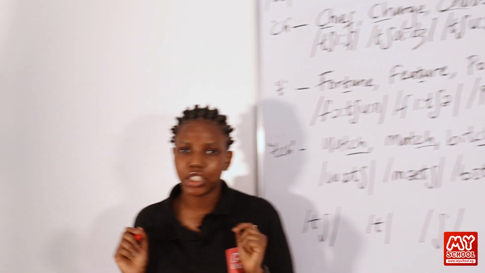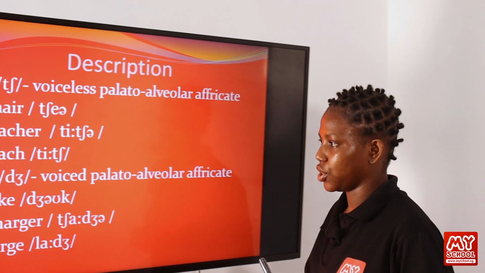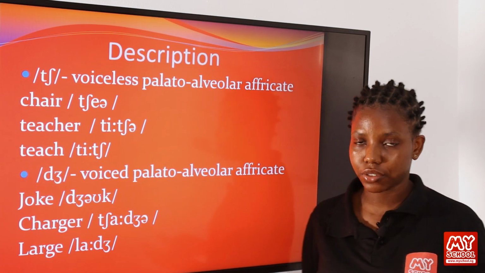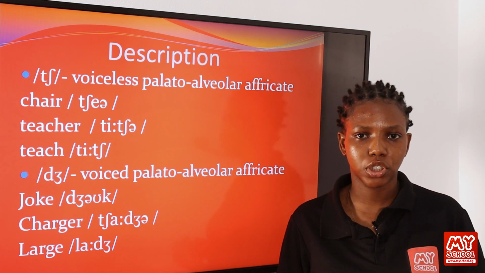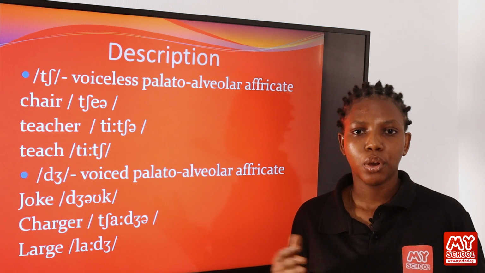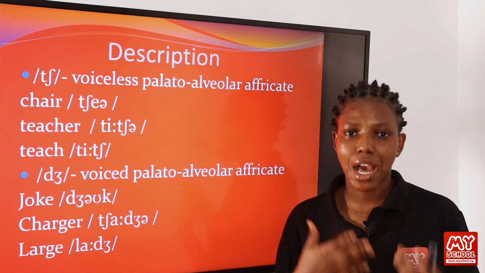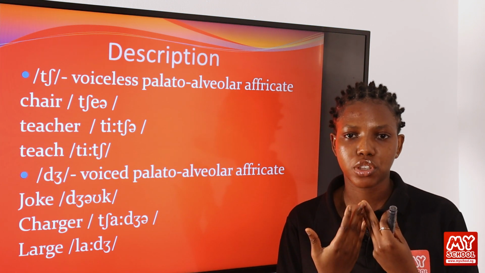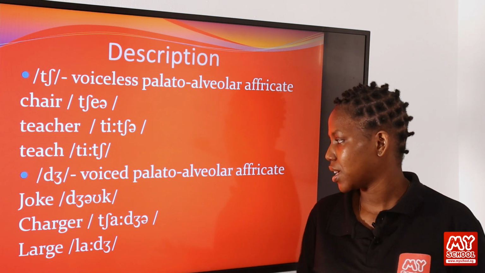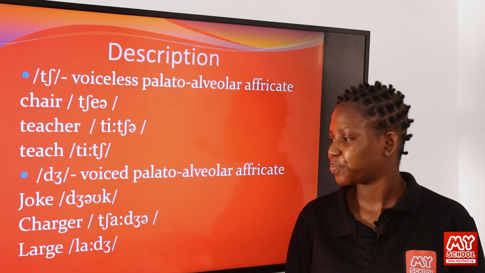Okay, so let's move to the next consonant sound, which is J. So this is a voiced palato-alveolar affricate. Voiced in the sense that the state of the glottis, there is vibration, right? Then palato-alveolar will mean that the front part of the tongue touches the hard palate, and then the blade of the tongue touches the alveolar ridge to create that obstruction, right? Then we know what affricate is, right?